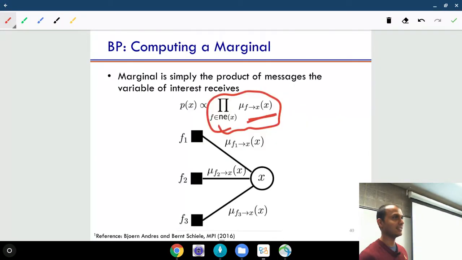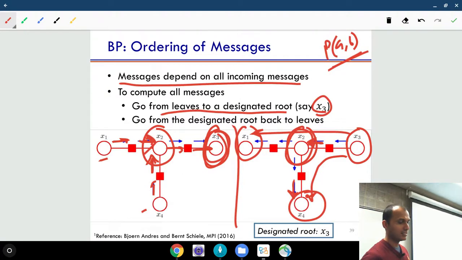Yeah. Here? Where you were showing, yeah. Could you just explain how, by sending back the message, you were able to get the marginal probability for x4?